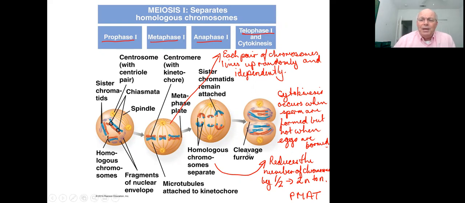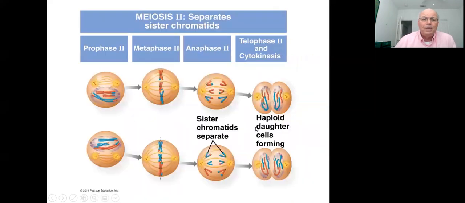So we are now at the end of meiosis 1. Let's assume that we have two daughter cells, each containing a haploid number of chromosomes at this point. We've effectively reduced the number of chromosomes from diploid to haploid. But they still contain two sister chromatids. Each chromosome still has two sister chromatids. We need to separate them.